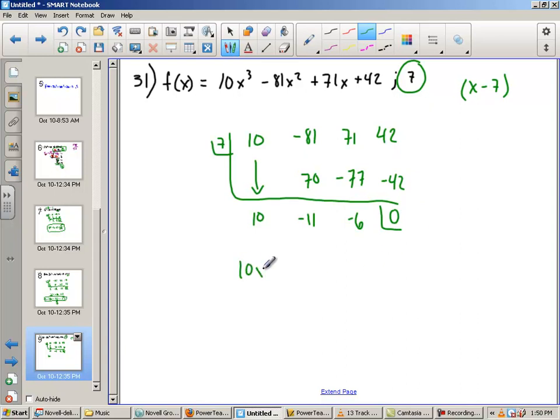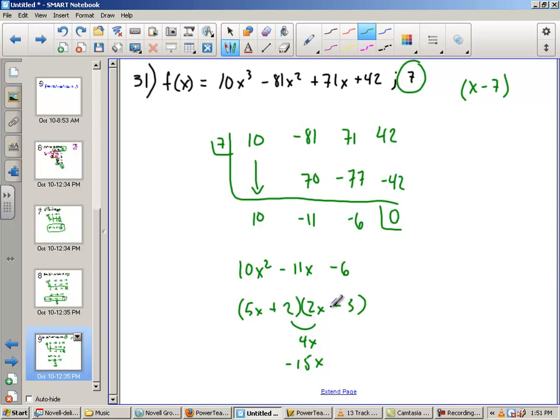Then all I have to do is put this stuff back in. 10x squared minus 11x minus 6. I want to factor this down. I'm going to guess and check. Let's do 5x and 2x. I don't know my signs. Let's say we did 3 and 2. This would be 4x. That would be 15x. If the 15 is negative, I get negative 11. So I need that to be negative, that to be positive.